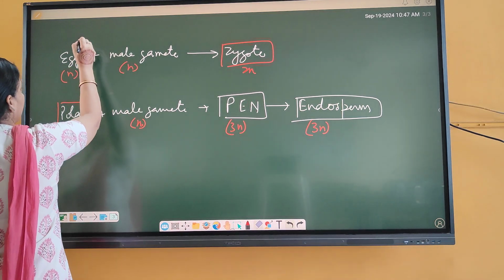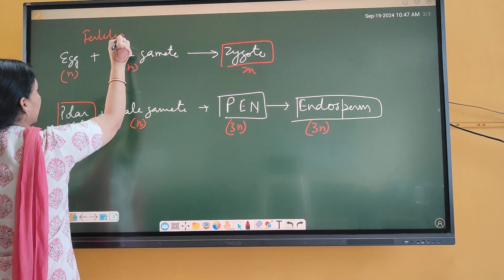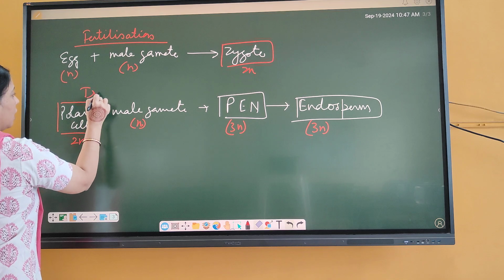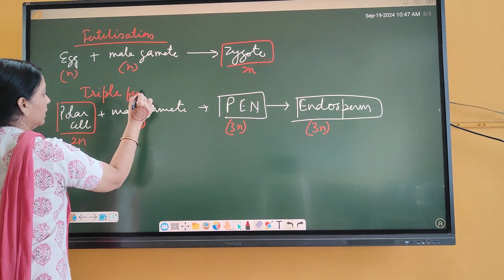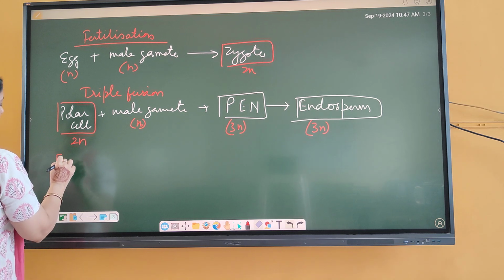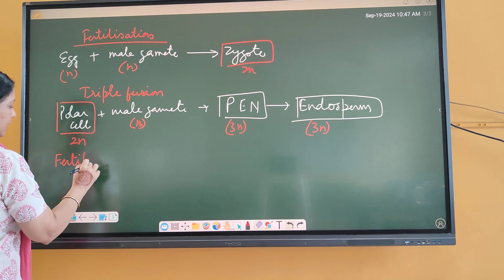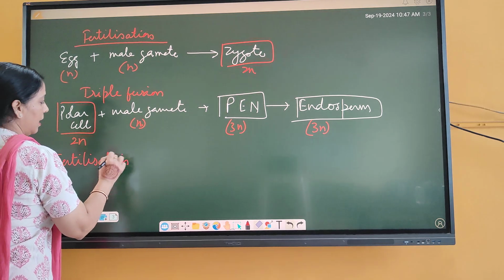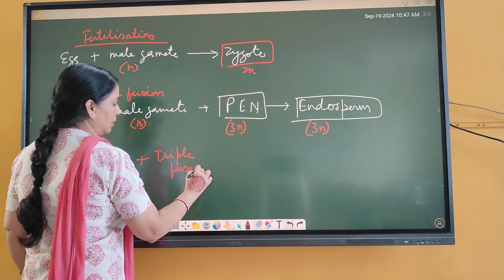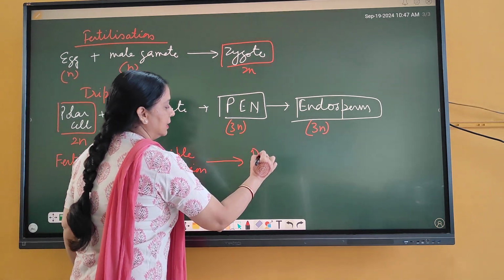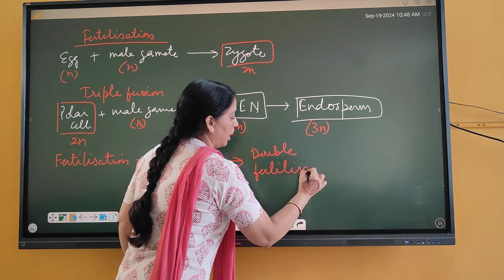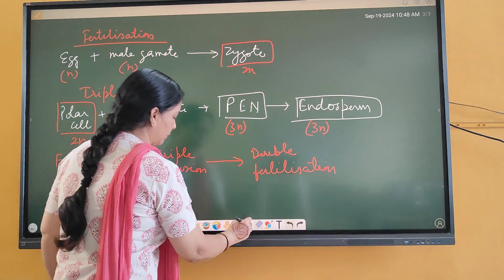So what is this phenomena called? It is called fertilization. And this one is called triple fusion. And both of these are collectively called double fertilization. So fertilization plus triple fusion are known as double fertilization. What is the significance of this phenomena?